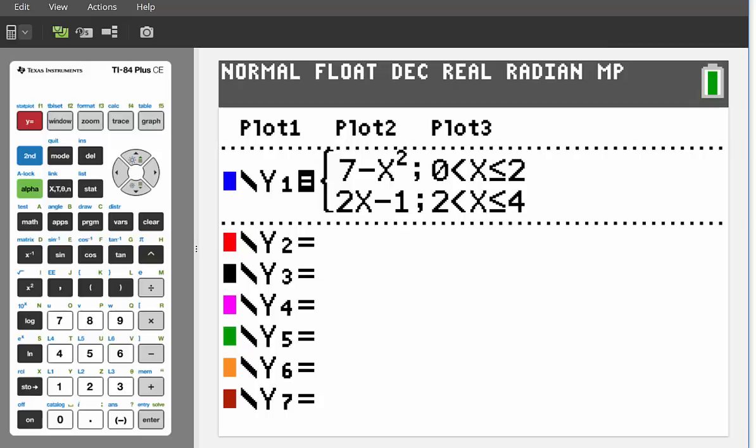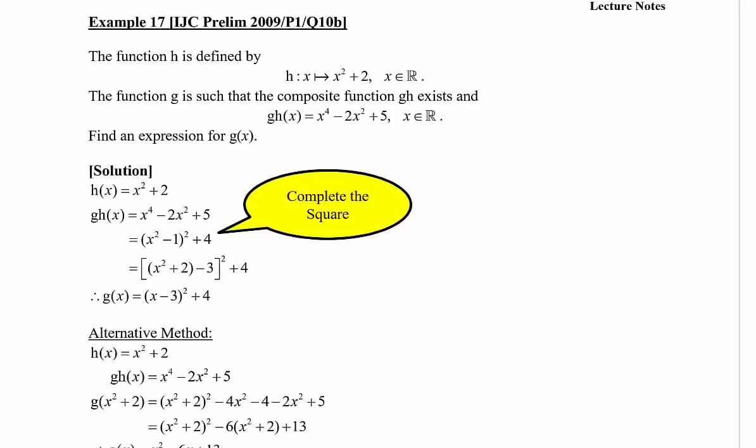Remember to apply them. Now, we are going to look at a self-reading example as a bonus on how to recover an individual function from a composite function. Let us turn to example 17. In this example, we are given the rule for hx as well as ghx and asked to uncover what is gx. So look at the working.